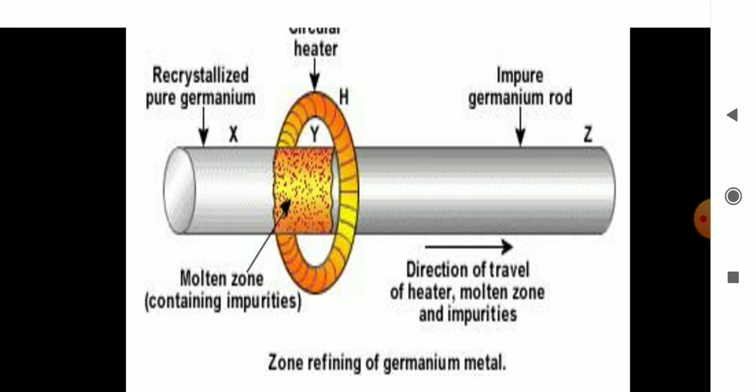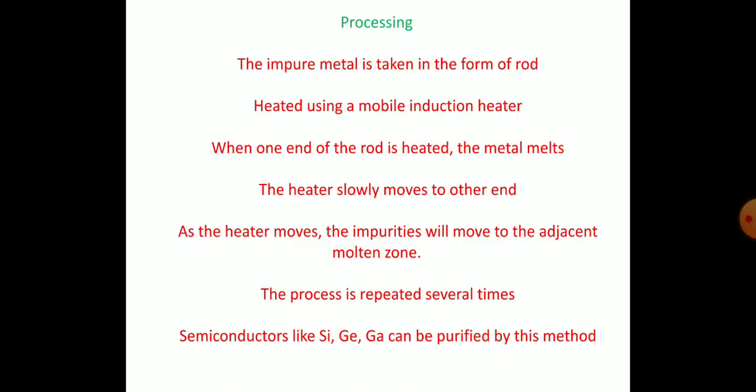Now let us read the text. Okay, so this is the processing of zone refining. What is the first point given? The impure metal is taken in the form of a rod. As we have seen in the picture, the impure metal which is to be purified is taken in the form of a rod. Okay, and this impure metal rod is heated using a mobile induction heater. Here the term mobile represents moving. The heater will be moving along the rod.